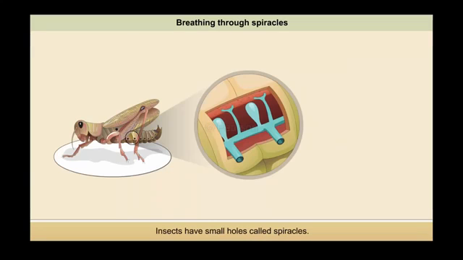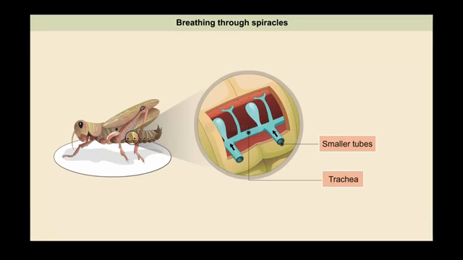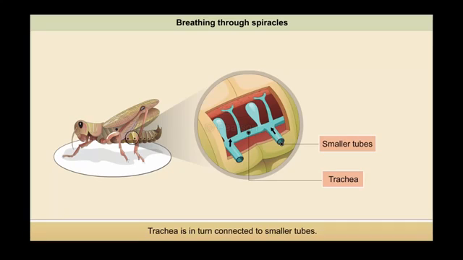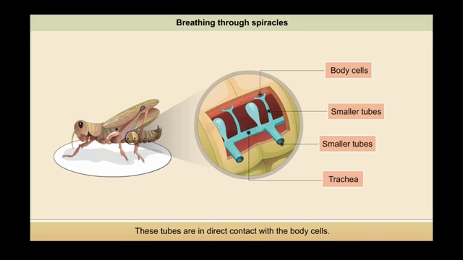Insects have small holes called spiracles. These spiracles are connected to air tubes called the trachea. Air moves into the trachea through spiracles. Trachea is in turn connected to smaller tubes. These tubes are in direct contact with the body cells, so the circulatory system in insects does not play a role in carrying oxygen.